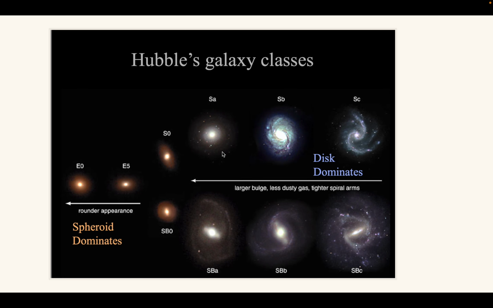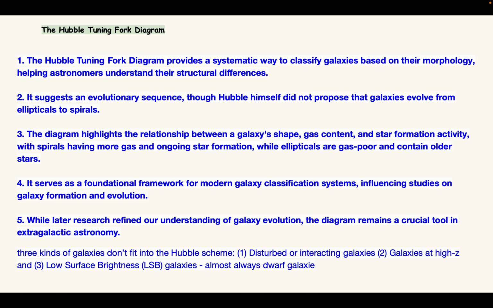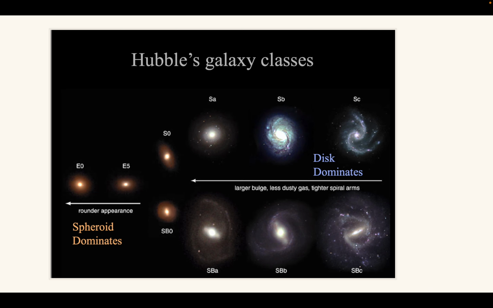Where the spiral galaxy, S0, the spiral type of galaxy, S0 is the spiral. Did I make any mistake? If I did any mistake, just forgive me.